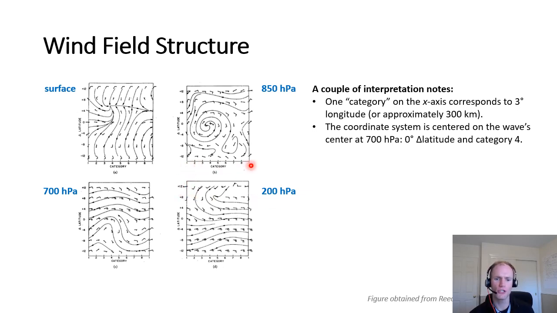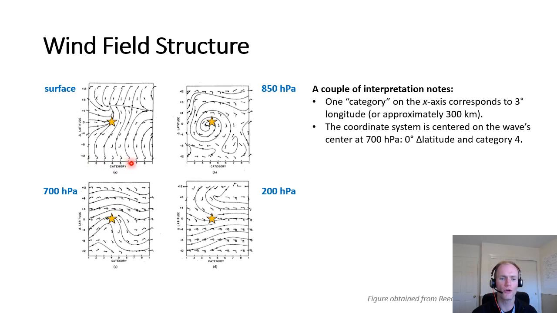They're very similar to a longitude and latitude axis, but they're really centered on the wave center at 700 hectopascals. The y-axis is delta latitude, and 0 is the center of the wave at 700 hectopascals. So this would be 4, 8, and 12 degrees north, and 4, 8, and 12 degrees south of the wave axis center. And the wave center on the x-axis here is at category 4 for the 700 hectopascal wave. I'll add in the stars here to help orient ourselves in that regard.